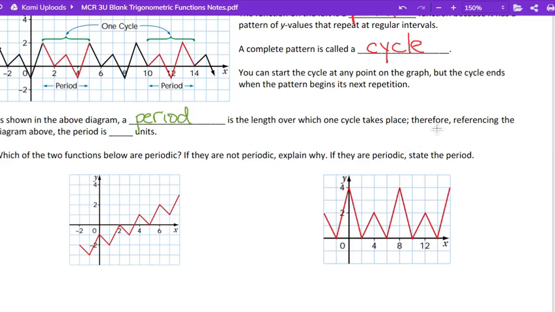If we look at the diagram above, how long is one period on this diagram? Use your fingers. Show me how many units one period takes. Are people confused? Okay. So we've got 4 units, right? So from the start of a cycle to the end of a cycle is 4 units. Does that make sense? Okay, cool.